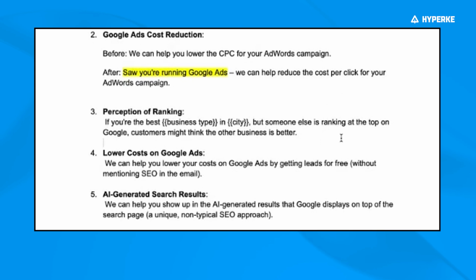So we're playing on this emotion where they want to be on top of Google, and we're comparing them with competition because competition is at the top of Google, right? So we're saying, look, this other roofing company that's not as good as you is ranking on Google higher than you, and you're not even on page one. Can we help put you on page one?